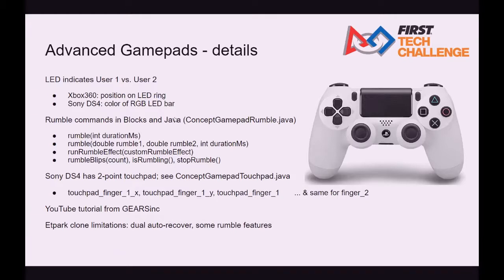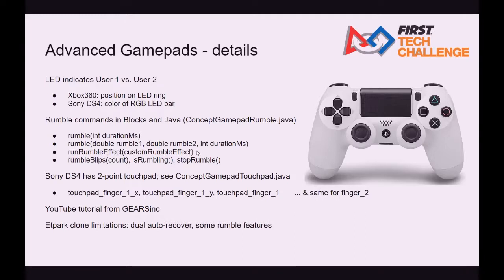Rumble commands are available in blocks and Java. For Java users, there is a sample op mode listed here. This first bullet point gives a method to run both Rumble motors at full power for time. Next is an overloaded method with 3 inputs: motor 1 power, motor 2 power, and time. Motor 1 generates large vibrations and motor 2 generates small vibrations.